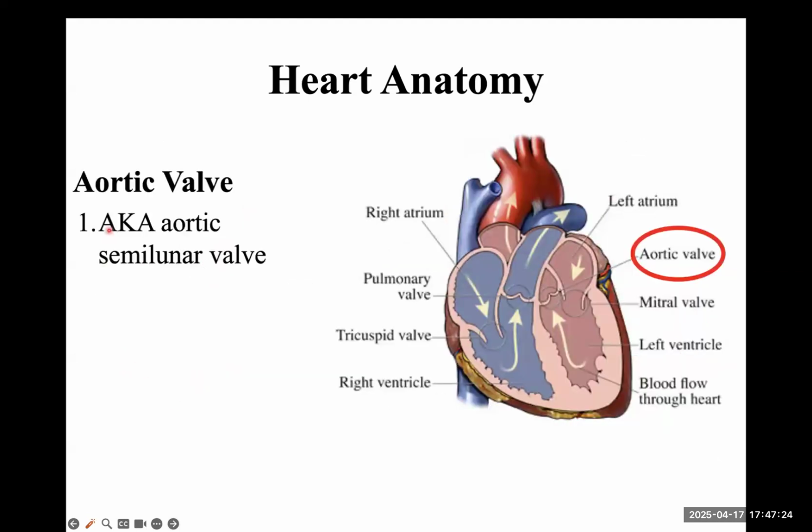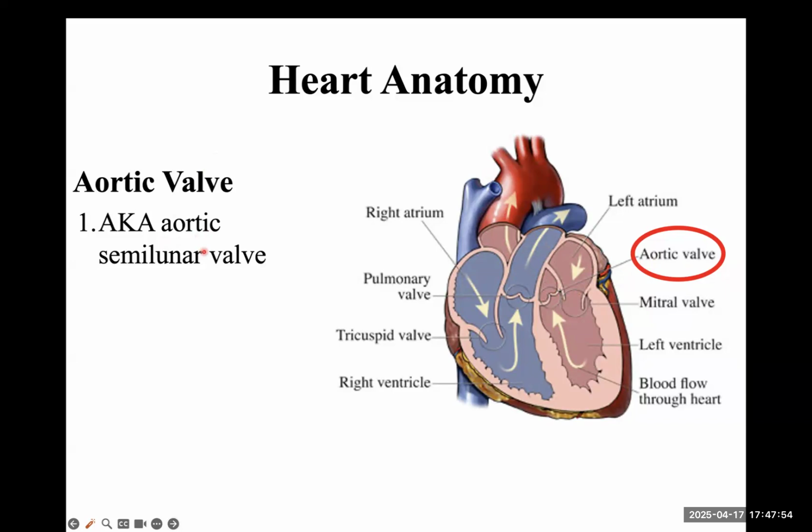The very last one we have is the aortic valve. The reason it's called aortic is because this is the one that's controlling the blood going into the aorta. That's the aorta, and that's the aortic valve there. This is the largest artery in our body, coming straight off the heart. The semilunar valve name is not very useful, so just call it aortic valve.